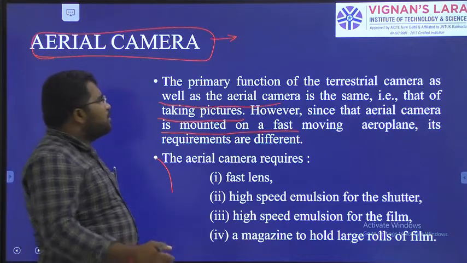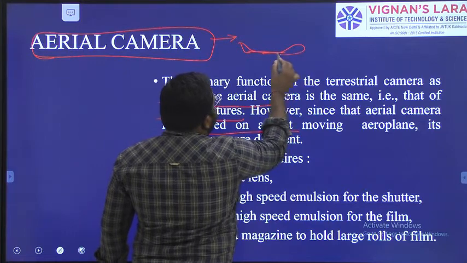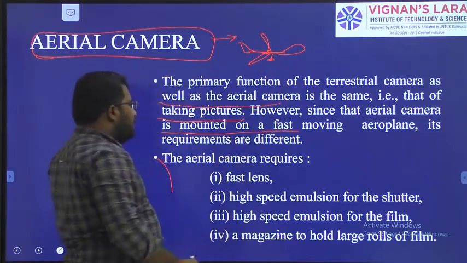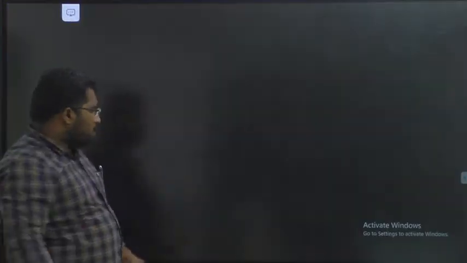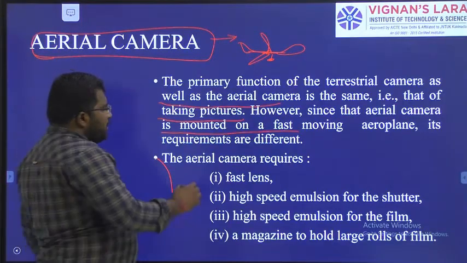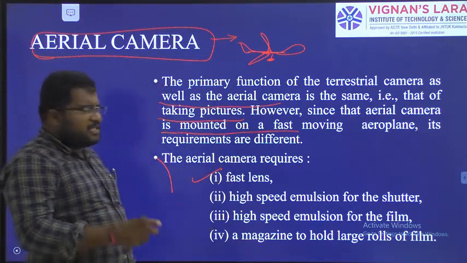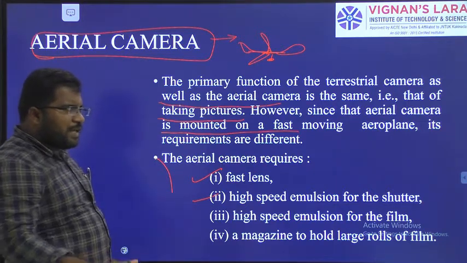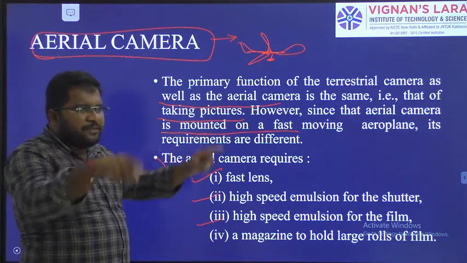But in the case of the aerial camera, it is fixed to the aeroplane at the bottom. Here we have a moving aeroplane, so the requirements are very difficult. The aerial camera requires a fast lens, because you have to capture the images very fast. It must have a high speed shutter, open and close, and high speed film. The film has to roll at very high speed.